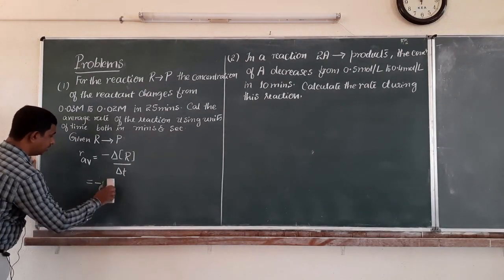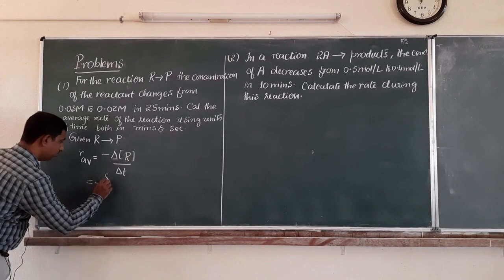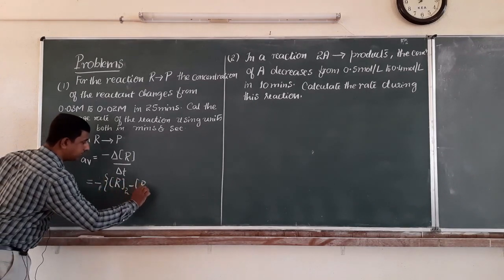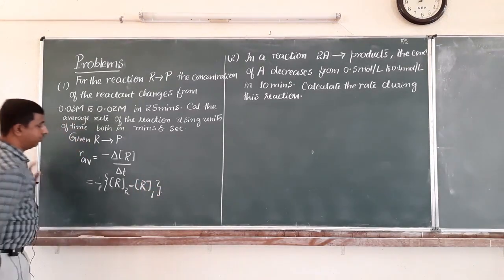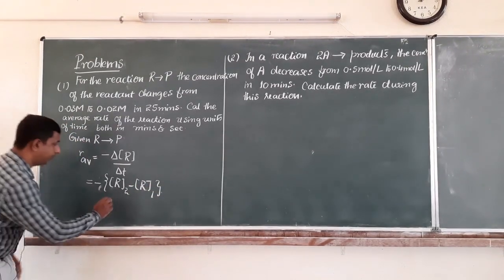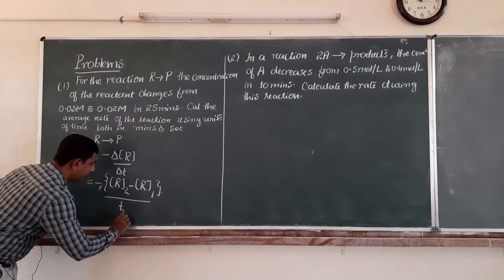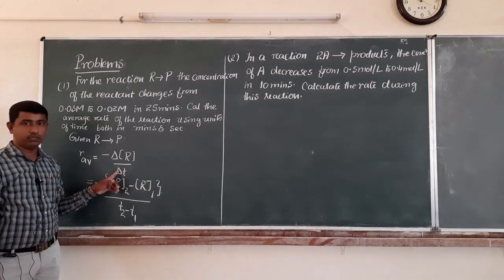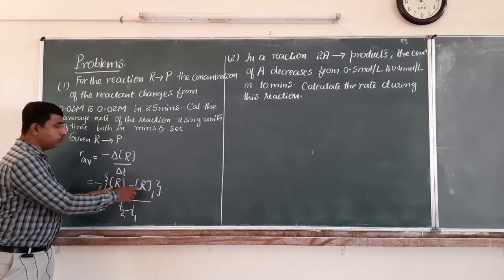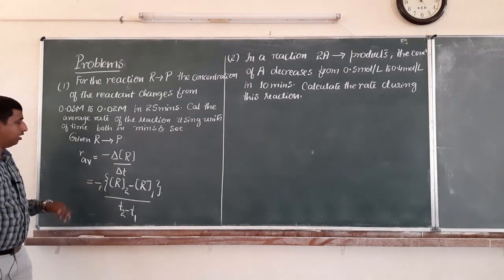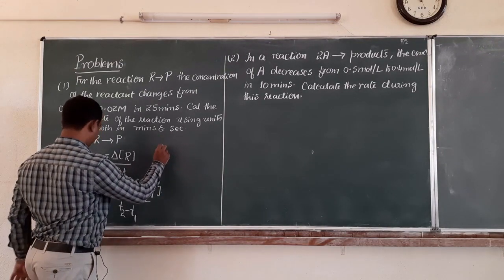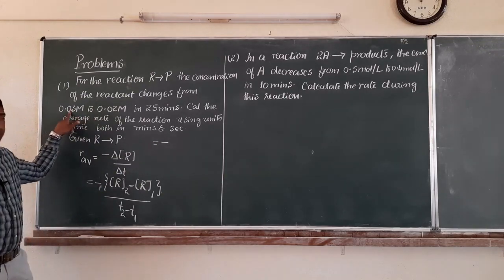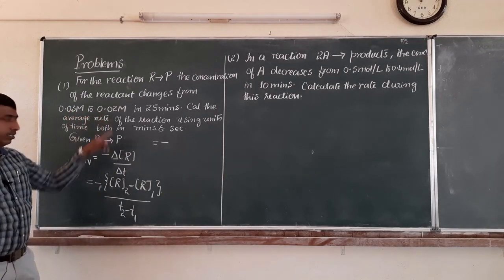It is equal to minus, it is R2 minus R1, R2 minus R1 divided by T2 minus T1, it is equal to delta R by delta T. We will substitute the value. It is equal to minus R2, initially it was 0.03 molar, now it is 0.02 molar.